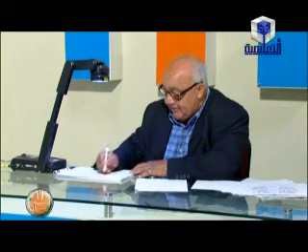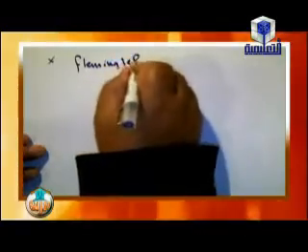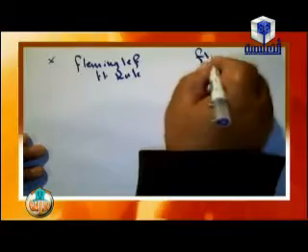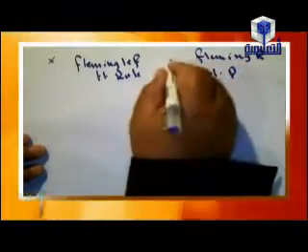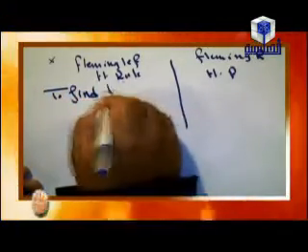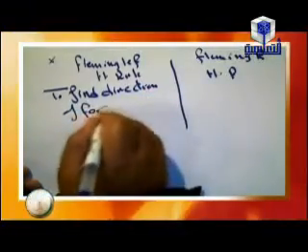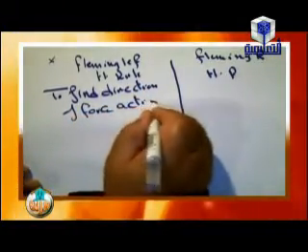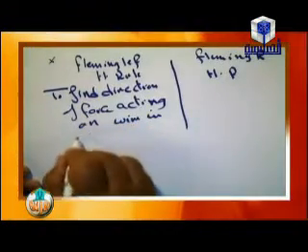between Fleming left hand rule and Fleming right hand rule. Fleming left hand rule is used to find the direction of force acting on a wire in a magnetic field.